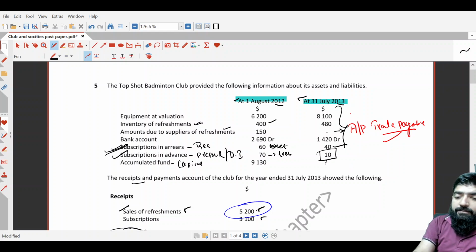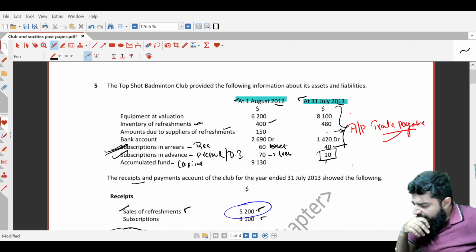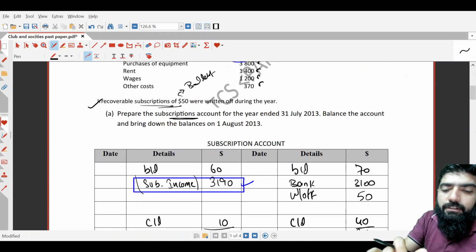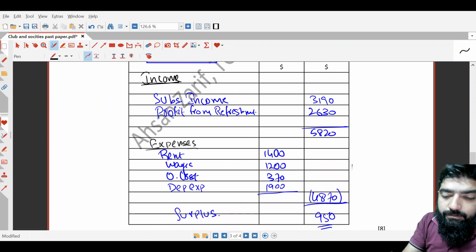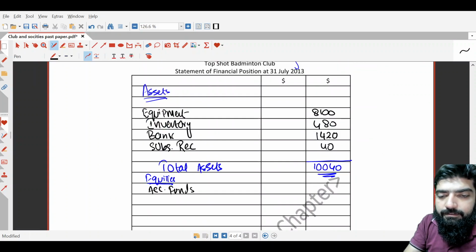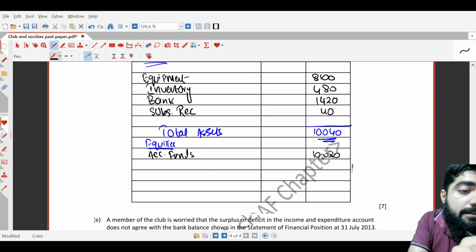There is only one liability, which is the subscription in advance. So we have 10,040 and we just have to subtract 10 from this. So 10,030. It makes sense, because the equation is assets minus liabilities. So the accumulated fund is 10,030. And then we have liabilities.